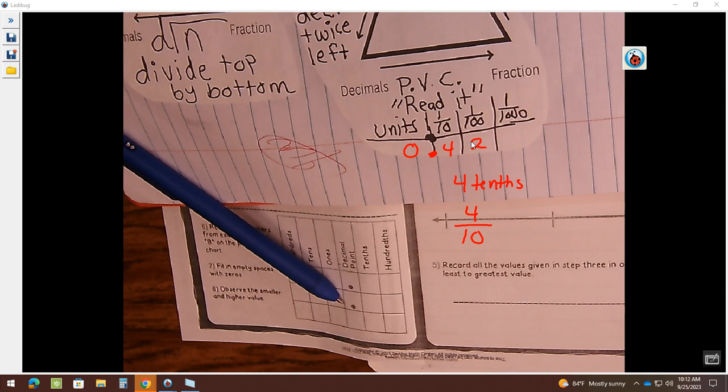You just read the number, you just read it. 42. Where did it stop? 100. So you would read this 42 hundredths. So you would know that the fraction is 42 hundredths. That's how easy this is.